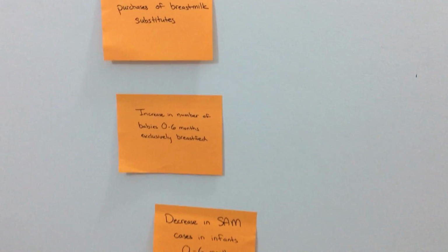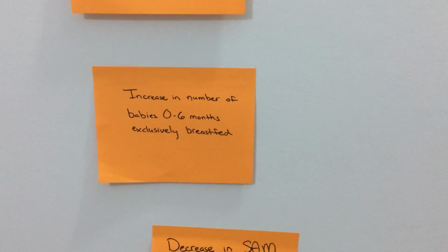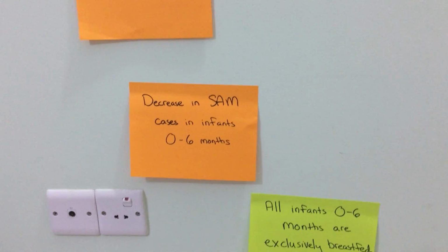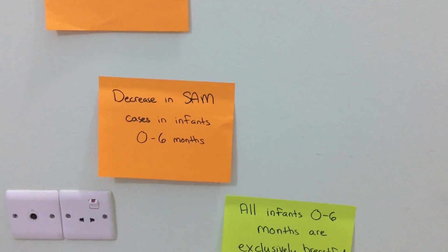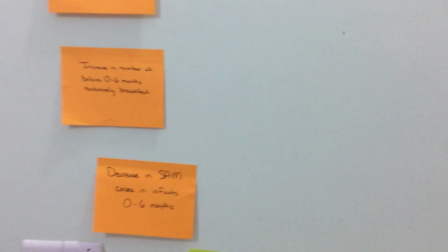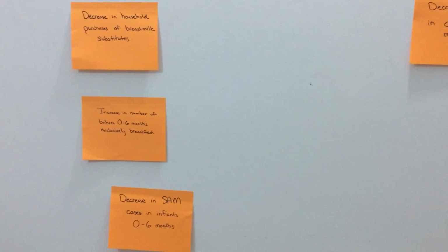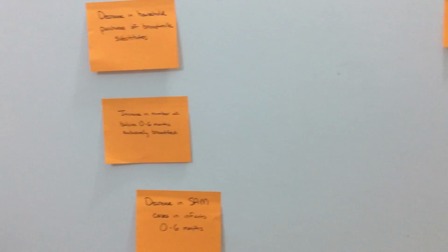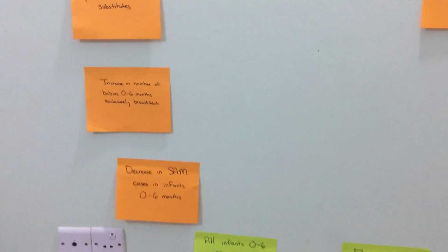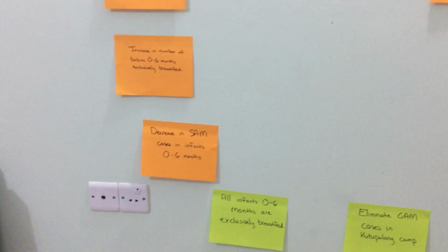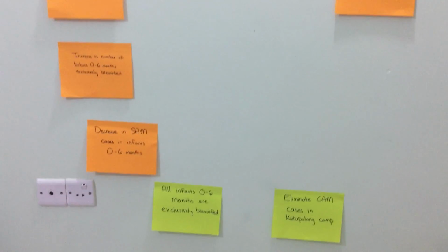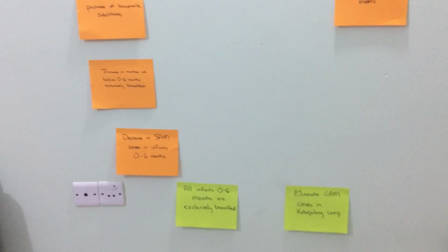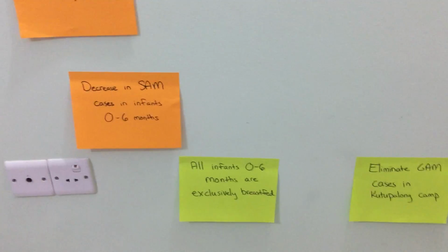So then that leads to an increase in the number of babies that are exclusively breastfed at ages 0 to 6 months, which is going to lead to a decrease in severe acute malnutrition cases in infants 0 to 6 months. A big part of the reason why we see malnutrition in infants is because they're not being exclusively breastfed. They're getting either powdered milk, or they're getting infant formula, or they're even getting other complementary foods that are not appropriate for that age group, and the children are losing weight and getting very seriously malnourished and in a very risky situation.